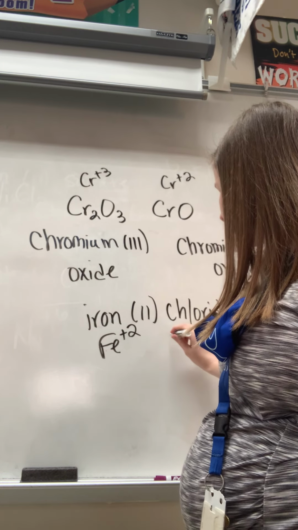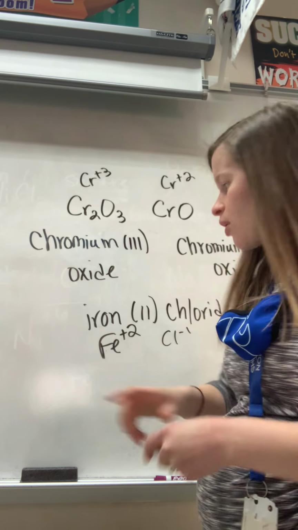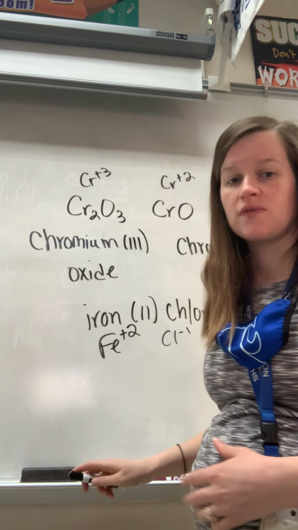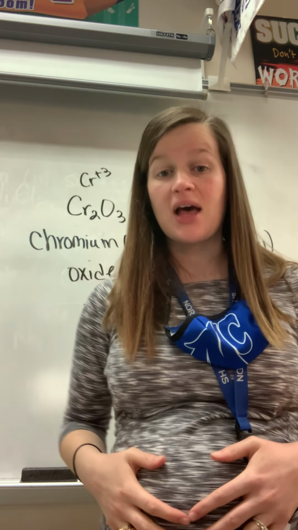And then chlor-ide would be chlorine, and so then I just have to get my charges to cancel. But the Roman numeral is just telling you the charge of your metal. So that's how you go back and forth, so hopefully that helps the kiddos out who are confused about that. And then we have polyatomic ions next.